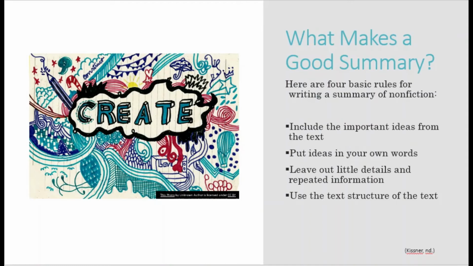What makes a good summary? Here are 4 basic rules for writing a summary of nonfiction. 1, include important details from the text. 2, put ideas in your own words. 3, leave out little details and repeated information. You don't want to get bogged down. And 4, use the text structure of the text. For example, was the text structure sequencing, cause and effect?